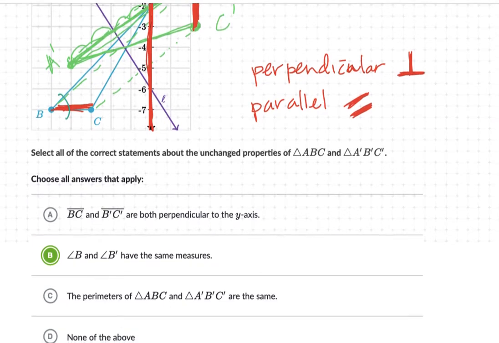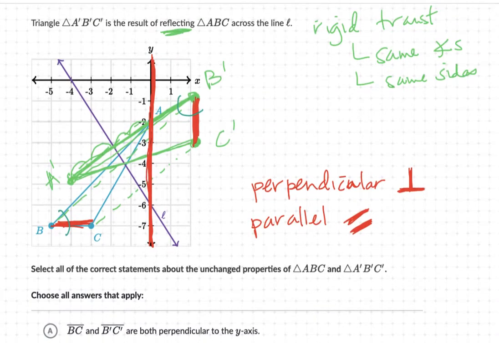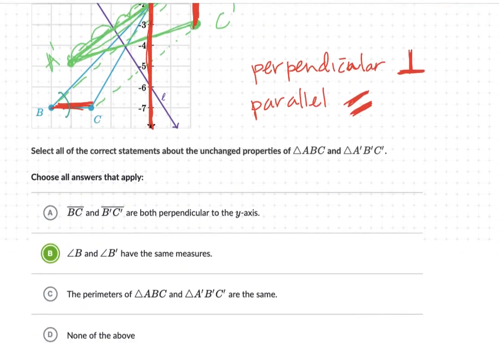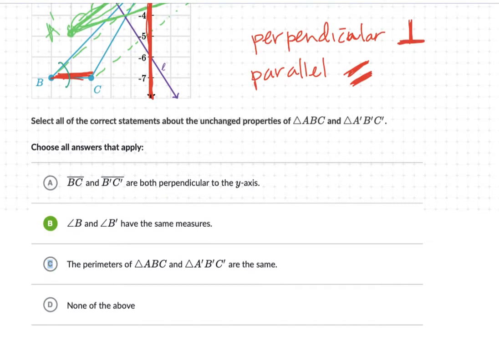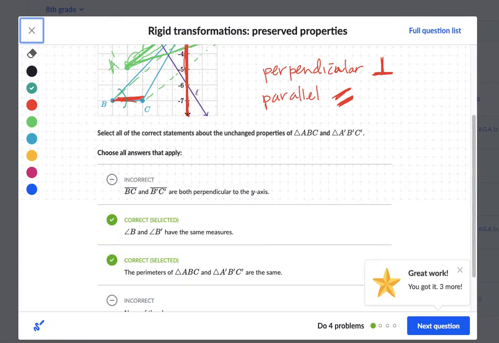And the perimeters of both those images, are they the same? Well, they should have the same side lengths because they're a rigid transformation. So that should be the same. Yes, they should have the same side length, so then the side lengths should add up to the same amount. Okay?